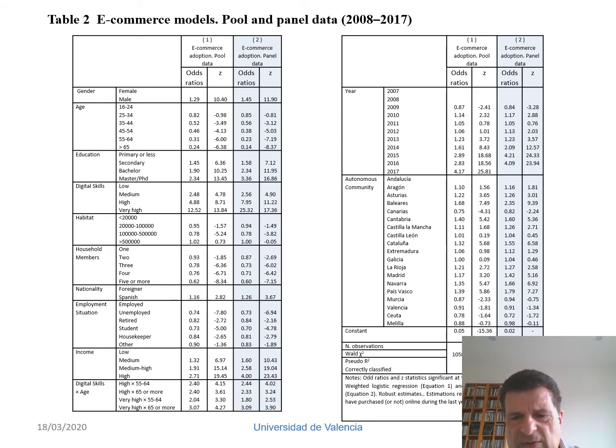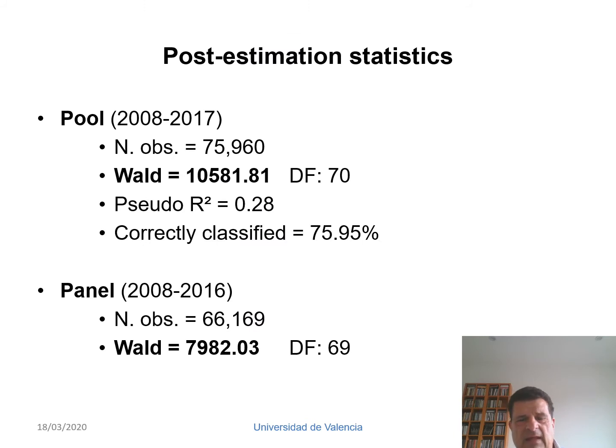I'm not going to go into the details of this because we're going to jump into the graphs. But before the graphs, let me show you what type of sample we have. We have a pool of 76,000 observations. The Wald test, which is the test for joint significance of all the independent variables, is 10,500, so it's very high.